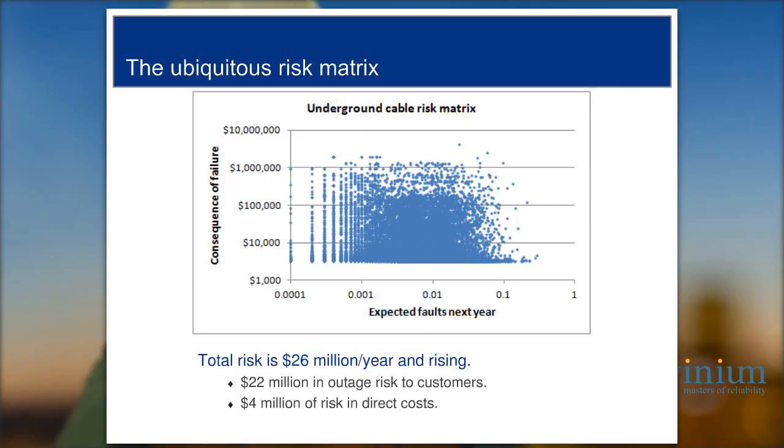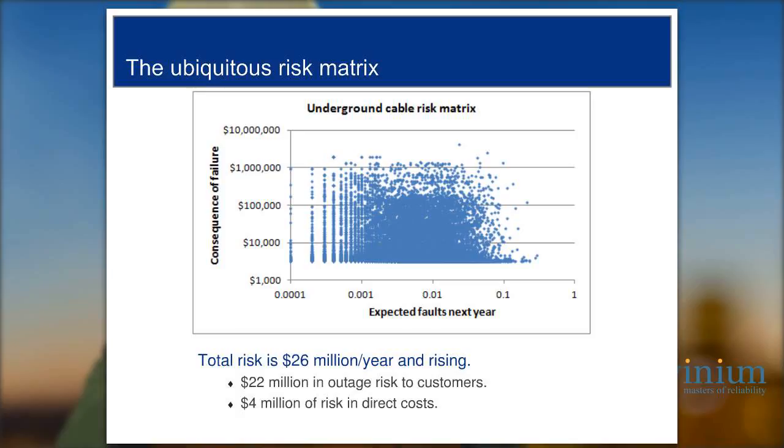And so what this results in is an estimate that the total risk from the cable system is $26 million a year. And of course, it's rising because the probability of failure is increasing. And of that risk, only about $4 million is direct cost, meaning the cost to repair or replace failed cable. The rest of it is customer outage costs. And so hopefully that fits with your intuition that the customer effects are a much bigger deal to you if a cable fails than the direct cost to do the repair.